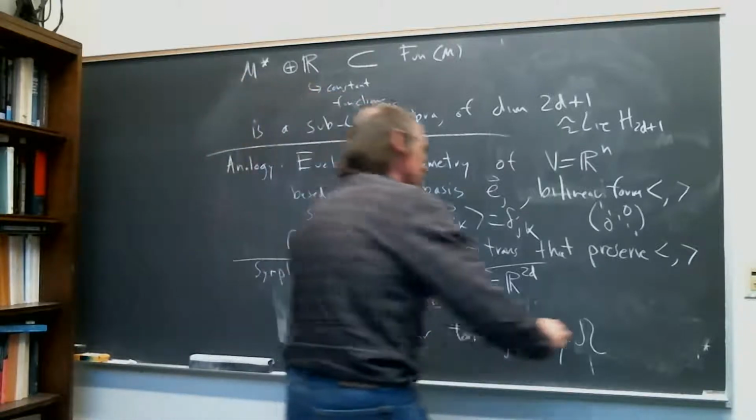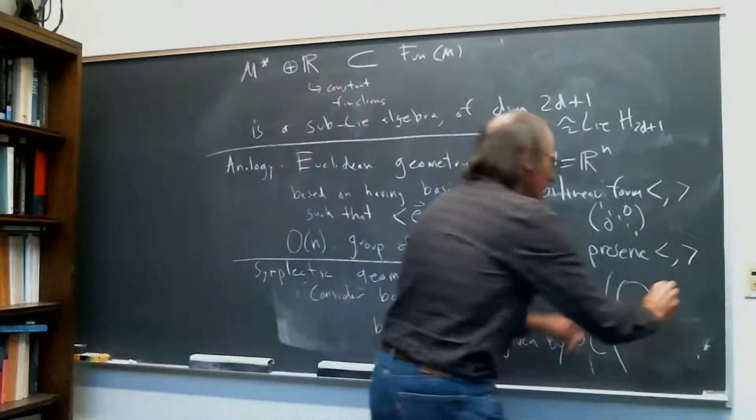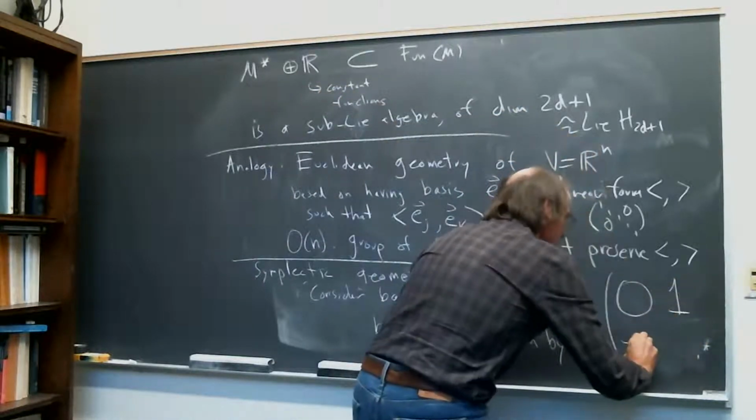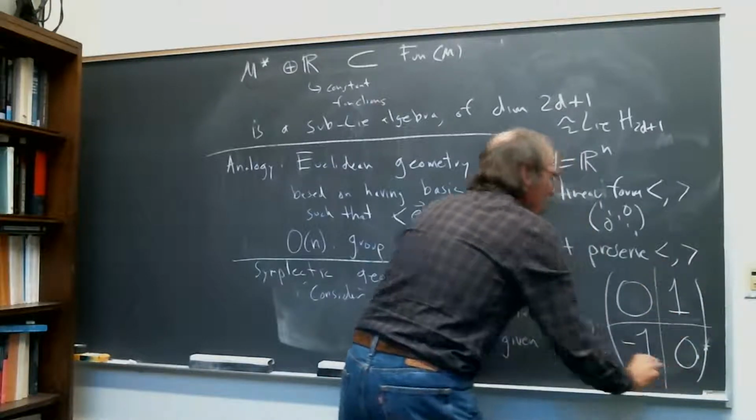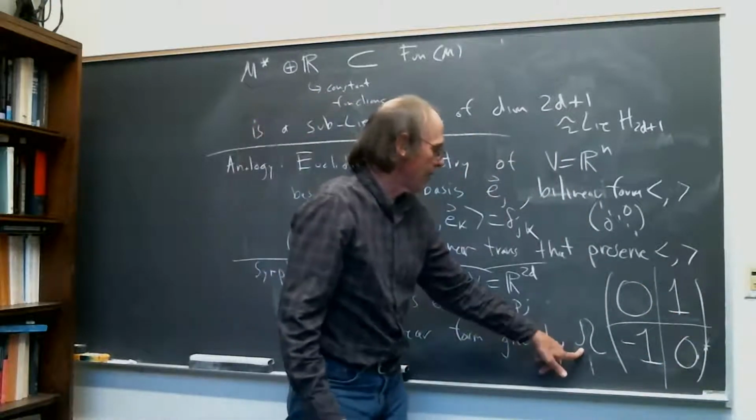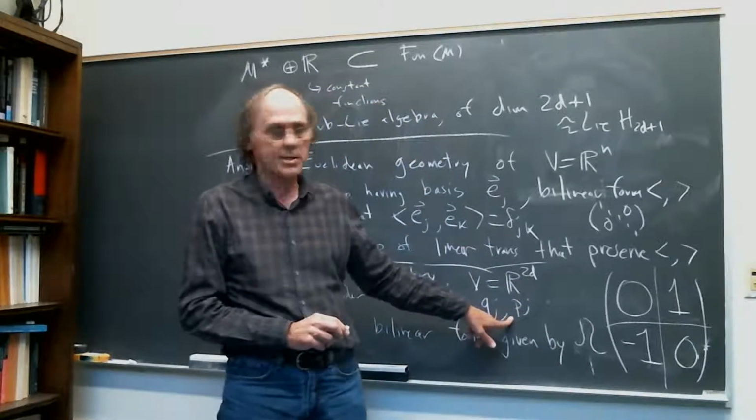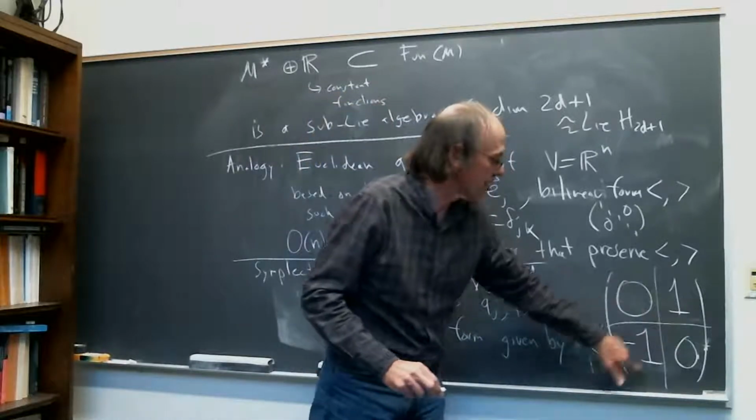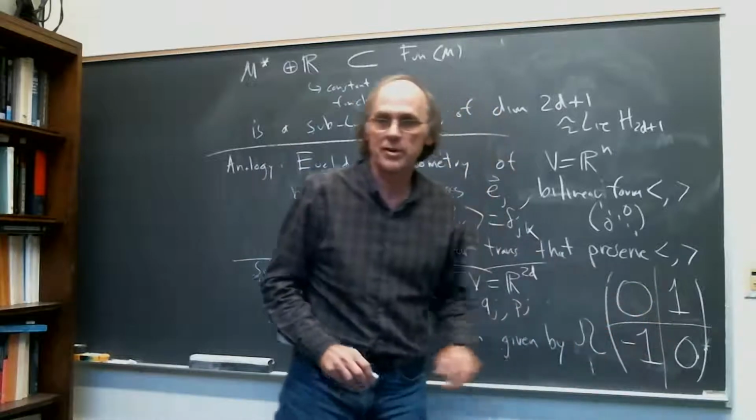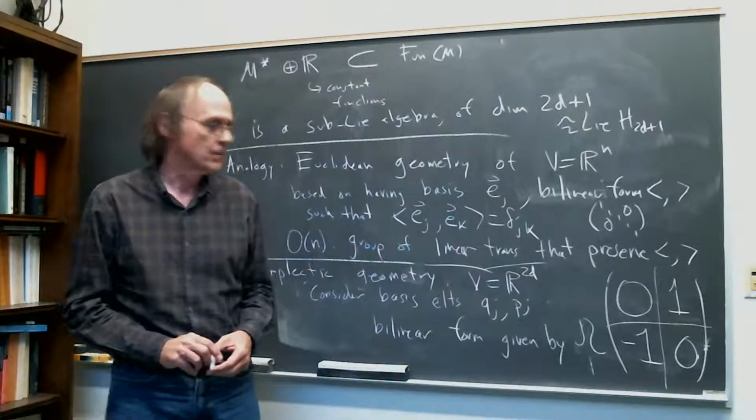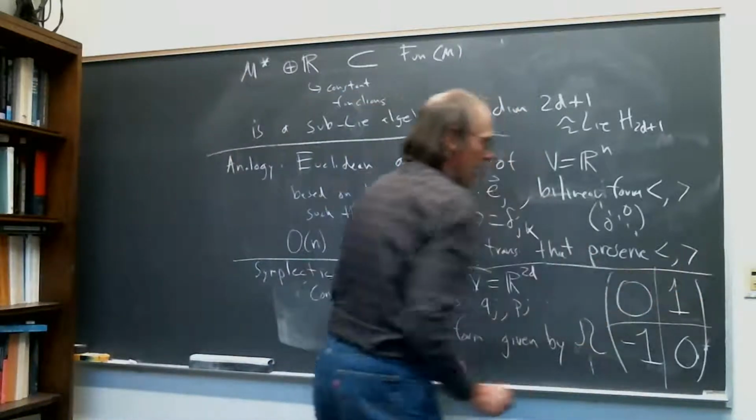Here the matrix is going to look more like block diagonal form: 0 here, the identity here, -1 here, and 0. If you think of this as a matrix with respect to this basis, you're going to have something that looks like this, and these are each D by D matrices. So this, in some sense, is what symplectic geometry is about.